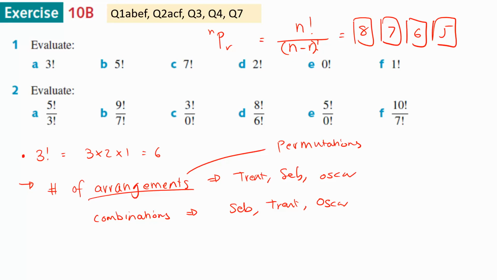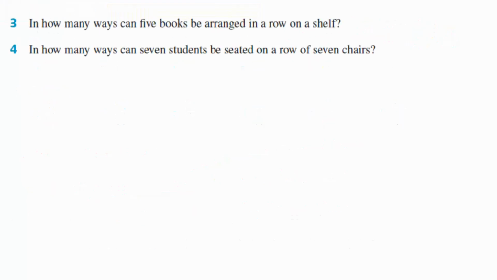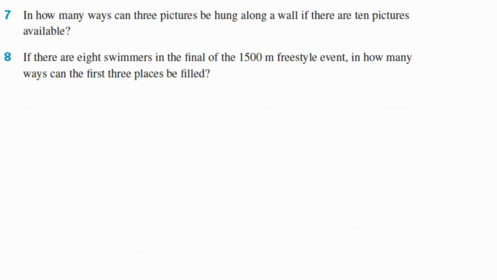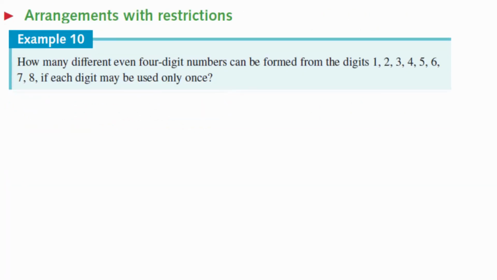Okay, so let's do an example here. We're going to look at the next one over here. Oh, not that one. I'm going to go back to all that later. Arrangements with restrictions. Let's have a look at this example.